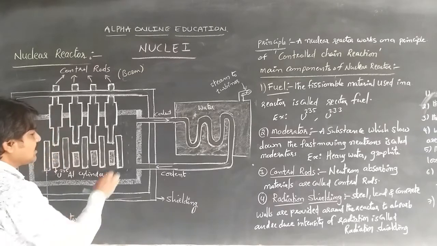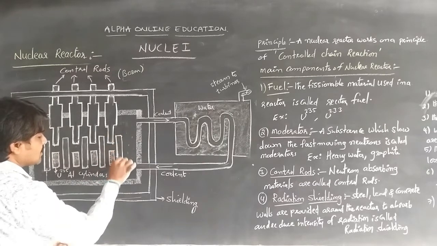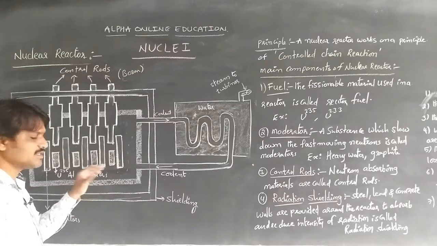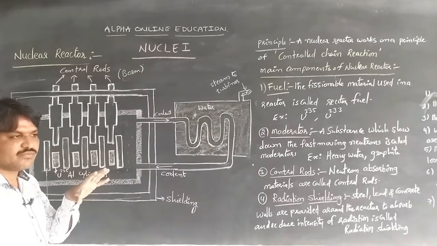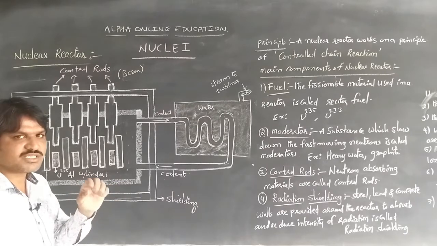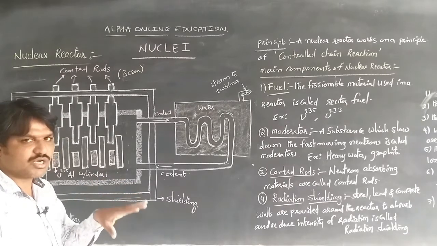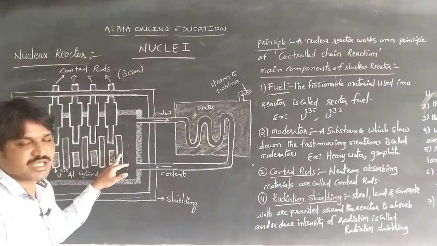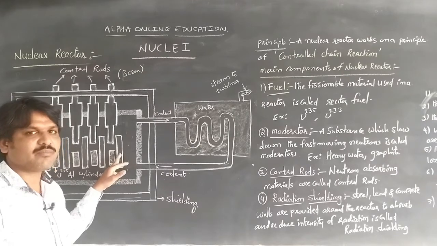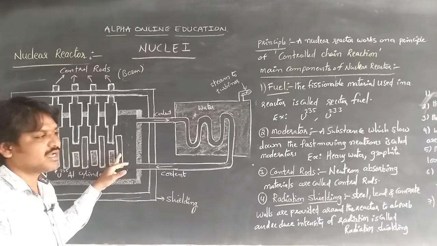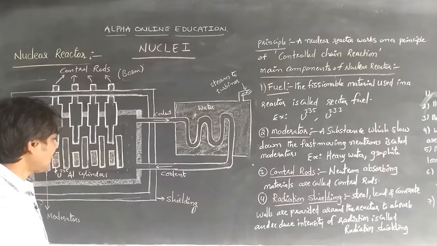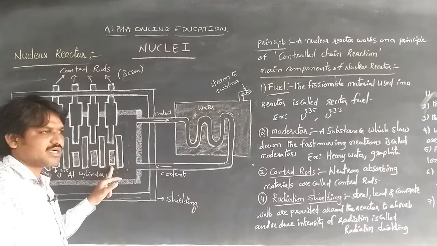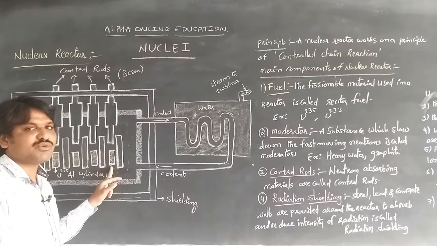The next one is moderators. The fast moving neutrons emitted by the fission process have their speed reduced; we slow down the neutrons by using the moderators. These moderators are mostly made of heavy water or graphite. Also, not all neutrons are emitted at a certain time; some delayed neutrons are also there.